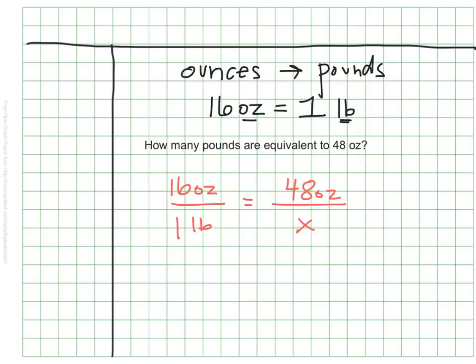So again, this is set up as a proportion. So I can look and see how my proportion has been scaled. And I notice that 16 would have to multiply by 3 to get 48, because 48 divided by 3 gets us to 16. And that means I need to scale the rest of my proportion by 3 as well. So my variable x is equivalent to 3, which means that 48 ounces is the same as 3 pounds.